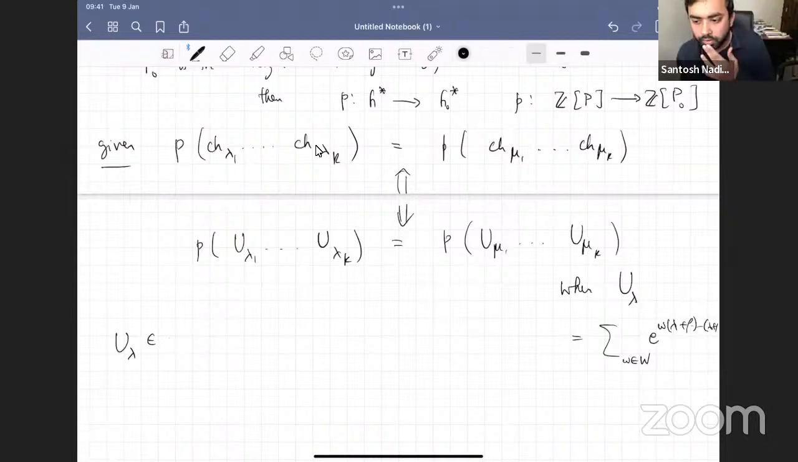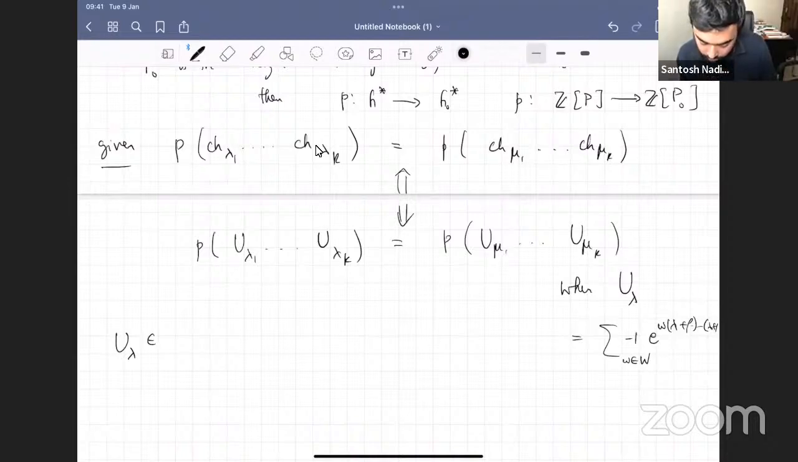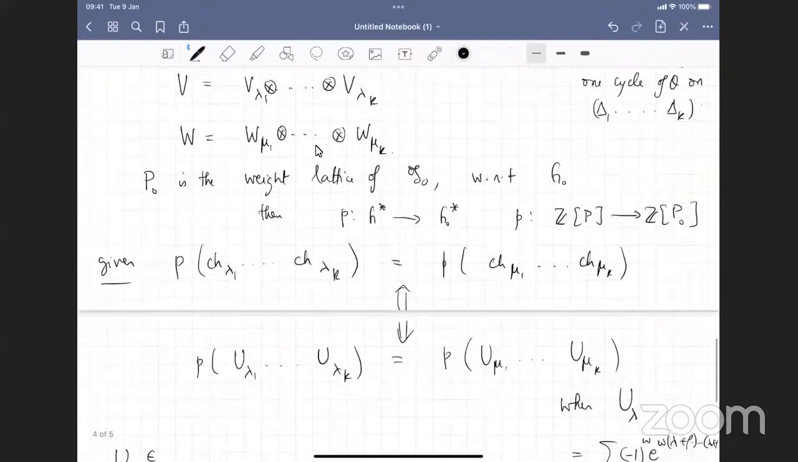Can you repeat what you said? U lambda has sign, summation, well numerator. Sign of W. Oh, sorry. I mean, yeah. Sorry for that. Thanks. Yeah.